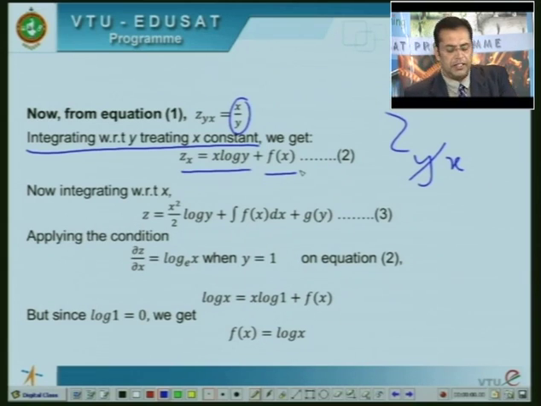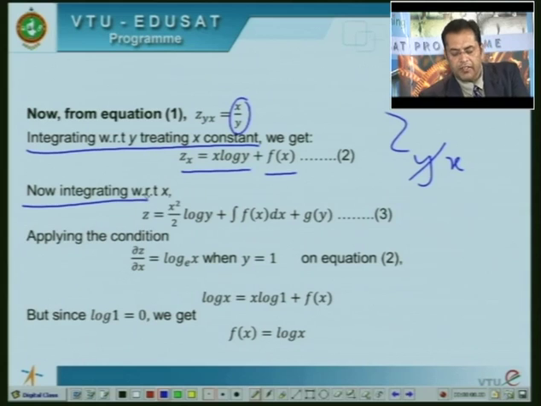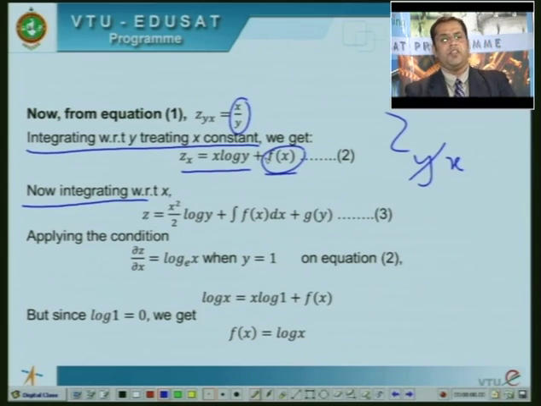Next, to obtain the solution, we integrate equation 2 above with respect to x treating y constant. So, in x log y, x is the variable. So, the integration of x is x square by 2 into log y, plus this being a function of x should be integrated with respect to x, which will leave you integral f of x dx, plus, because the integration is with respect to y, you have the constant g of y.